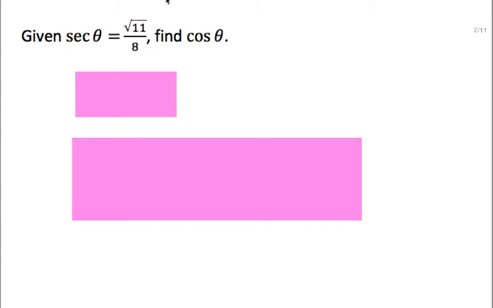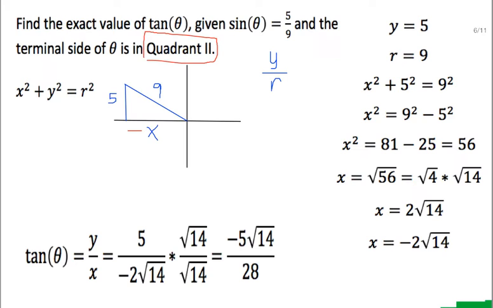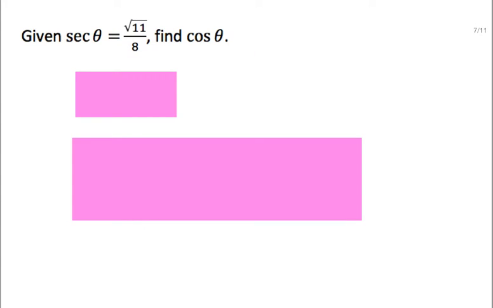All right, now look at this one. We have, given that secant theta is the square root of 11 over 8, we want to find cosine theta. Okay, and I could go through the same process that we did with this one, where I draw a picture, find my y, my r, and my x value, and then find my ratio. However, if you remember that secant theta is a reciprocal of cosine, then you can do a shortcut.